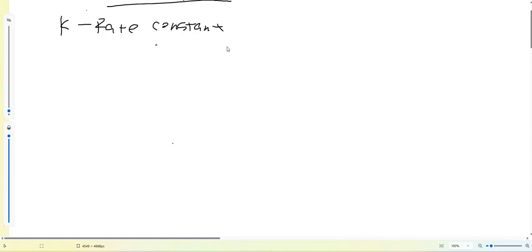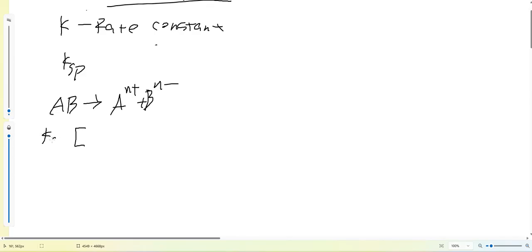So now we can move on to a very specific application of this, the solubility product, or KSP. I've already told you about KSP, sort of. Basically, if you have a salt AB, and it dissociates into A N plus, plus B, we'll say N minus, then the KSP is equal to A N plus times B N minus.